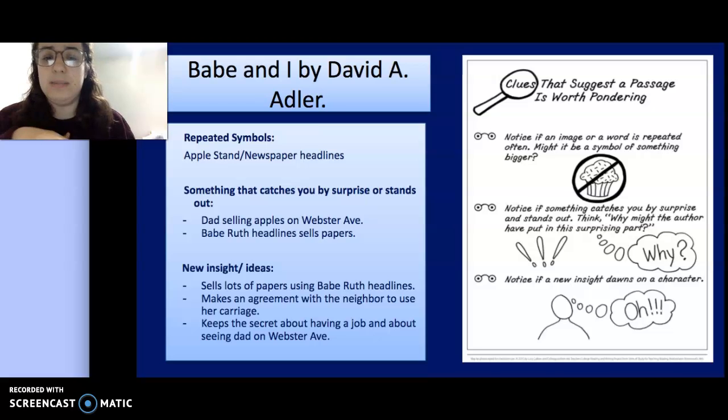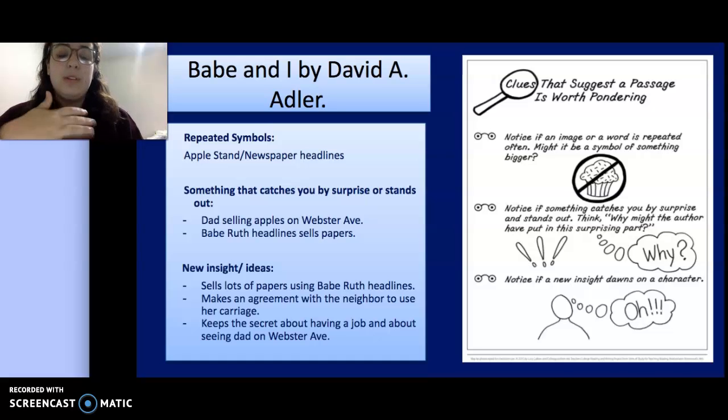Our second idea is something that catches you by surprise or stands out. As a reader, there may be a moment where you're like, what? I so wasn't expecting that. That's crazy. When that happens, ask: Why would the author do that? Why would my character do that? Why is it in the book? Some examples in The Babe and I are when our narrator finds out that his dad is selling apples on Webster Ave and lost his job.